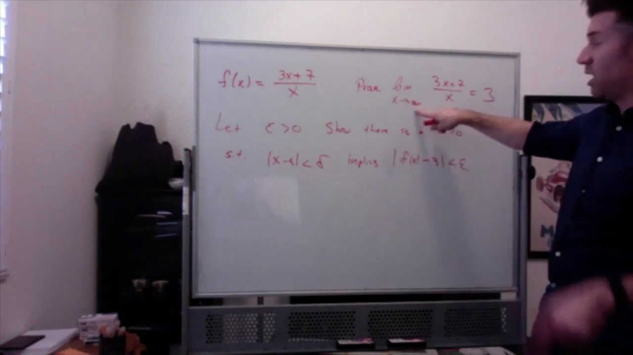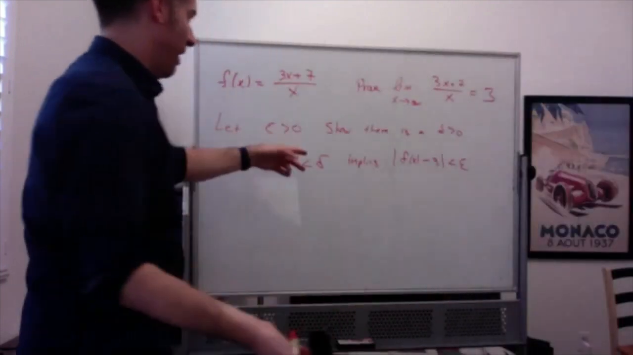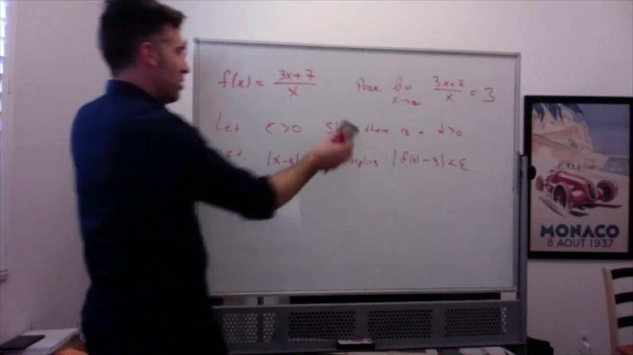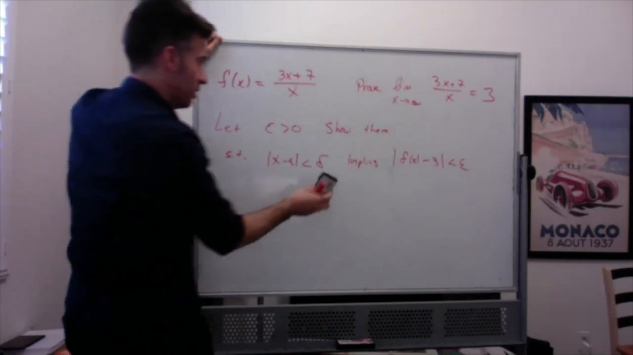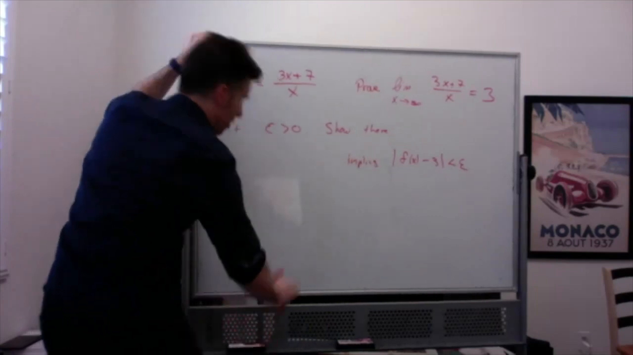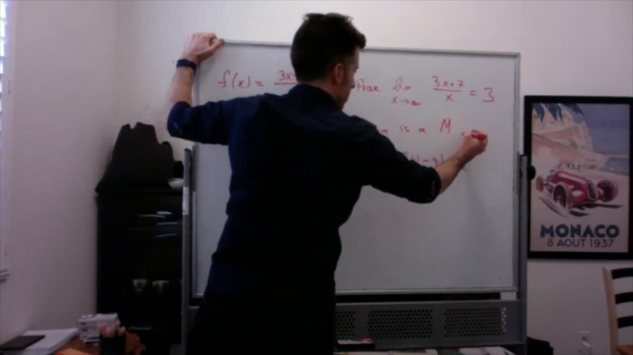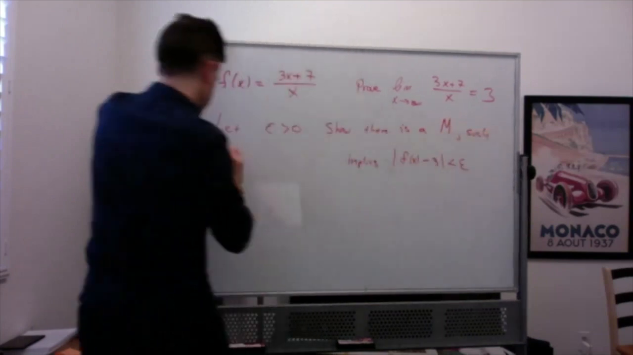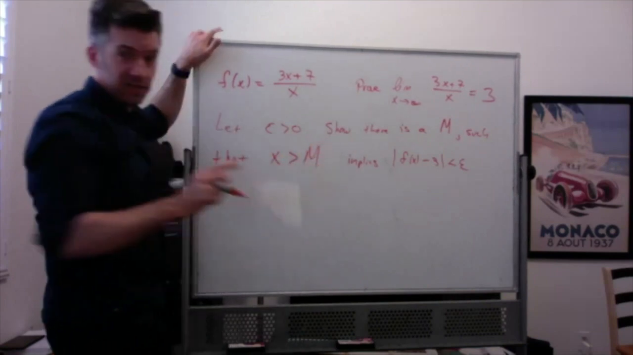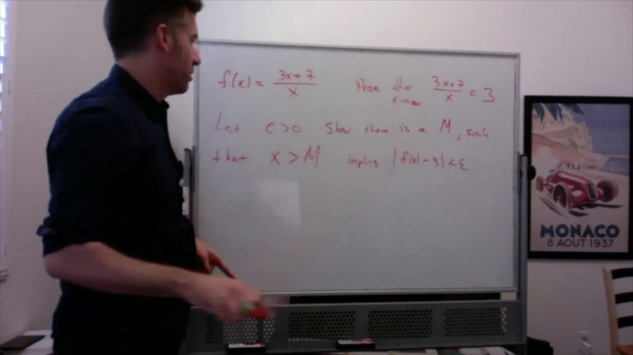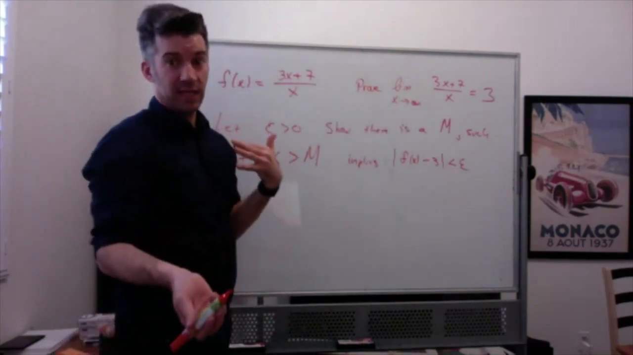X is just getting bigger and bigger and bigger. So instead of saying we're going to show that x is delta close to some a, we're going to show that x is big enough so that f of x is close to 3. So show that there is a, usually called a capital M, such that x being larger than M, right, x is far enough out, implies that the absolute value of f of x minus 3 is small, or that f is getting close to its limit.